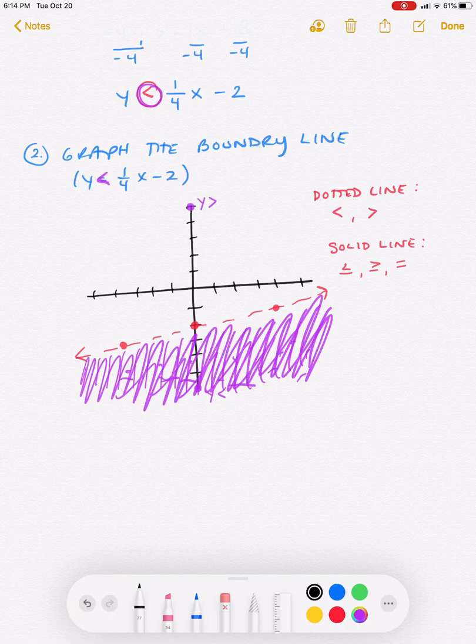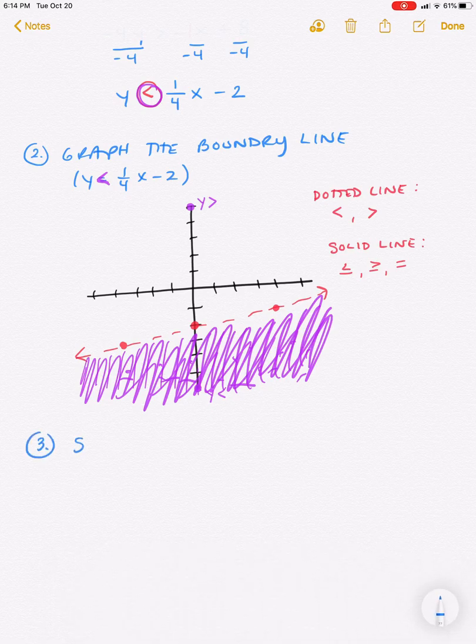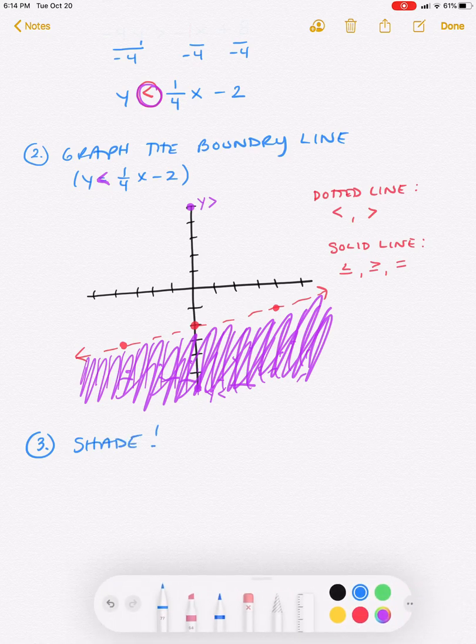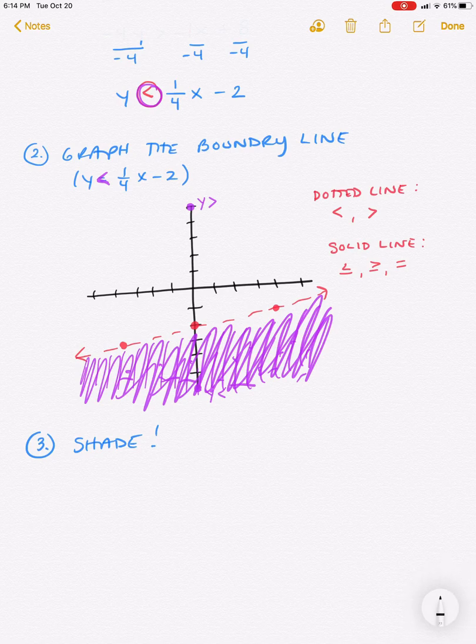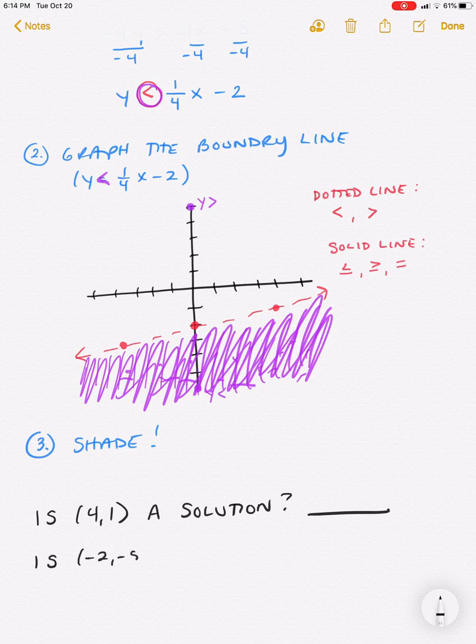So the next example that I want to look at, okay, so we graphed the boundary line, and we figured out how to shade. All right, so the next thing that I want to talk about is this question. Is the ordered pair (4, -1) a solution? Okay, we can go ahead and answer that question yes or no. But then I'm going to ask you, is the ordered pair (-5, -2) a solution? Well, since we already have the inequality graphed, I think we could use our graph to answer that question.